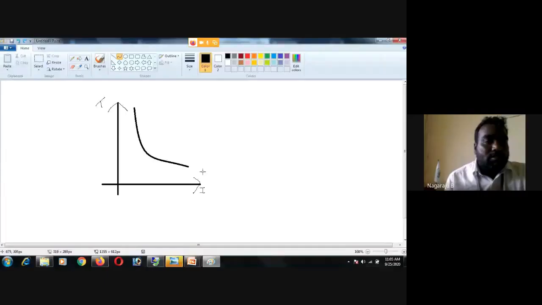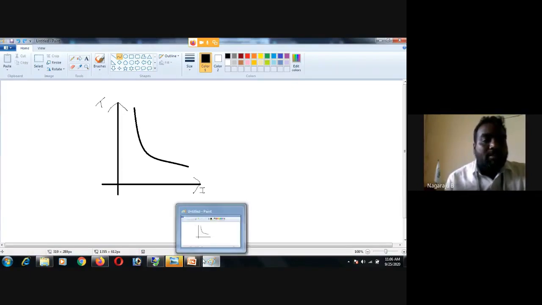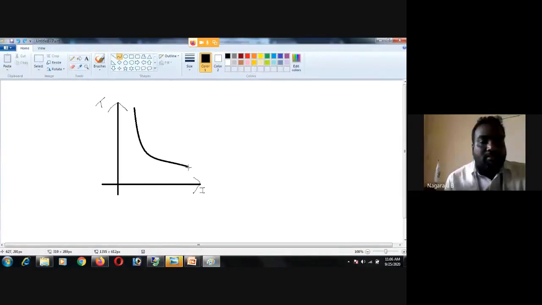When time is less, automatically a higher amount of current is passing. Whenever time is high, you have a lesser amount of current. When a higher amount of current is there, within a fraction of seconds the fuse will operate.